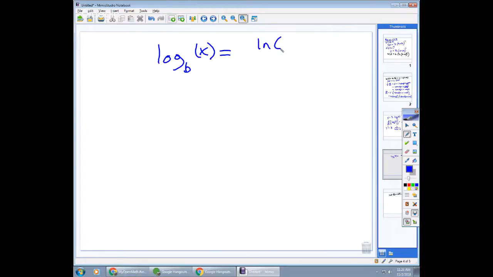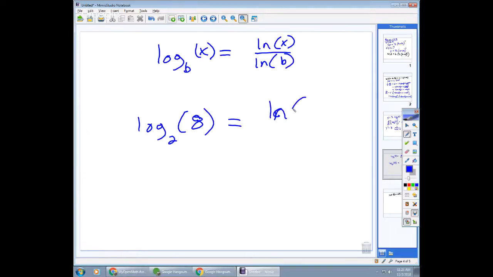So I'm going to use natural log. It's the natural log of x divided by the natural log of the old base. So for example, if you wanted to evaluate something like log base 2 of 8, your calculator does not have a log base 2 button, so you would enter natural log of 8 divided by natural log of 2. So everybody try that right now on the calculator, just as a refresher. Natural log of 8 over natural log of 2, you should get a very nice answer.